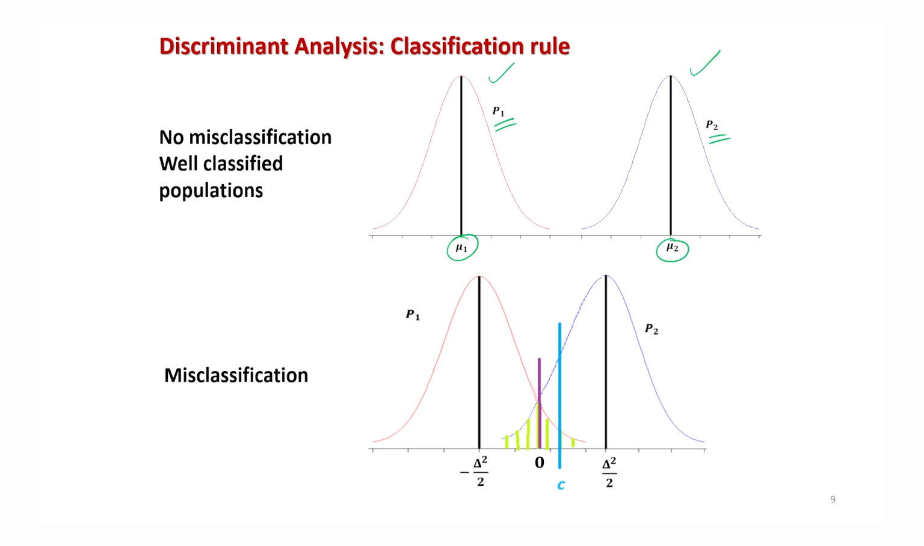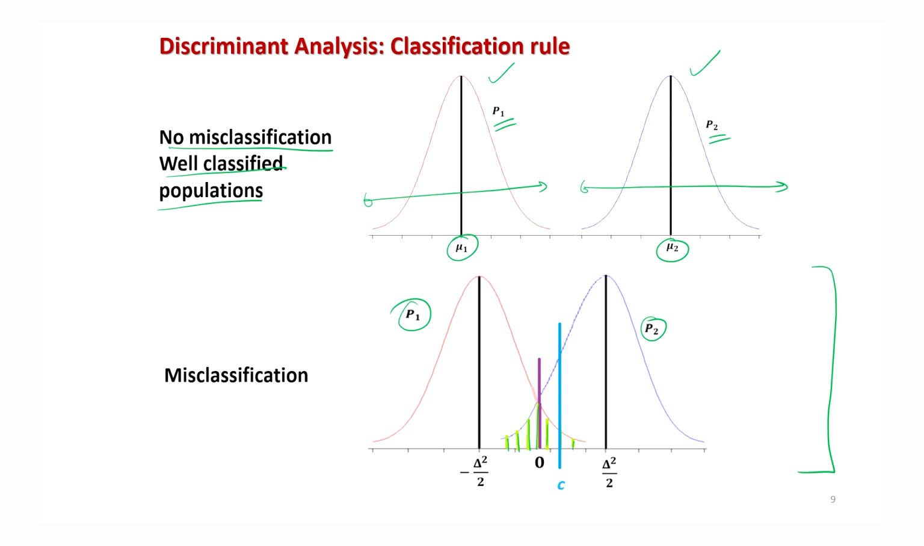If you have these two populations and suppose they are well separated, the first population is from here to here, and the second population is from here to here, then in that case there is no misclassification and the observation will be well classified without any problem. So, these two are well classified populations. But on the other hand, if you look at this graphic, these two populations P1 and P2 are overlapping in this area.